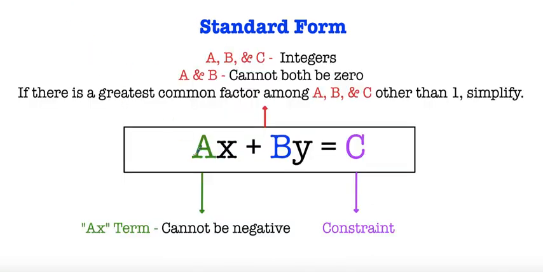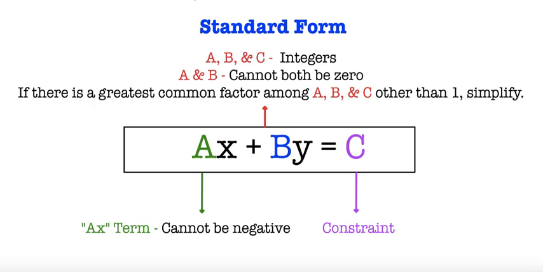So here we have a, b, and c. And we know that a and b are coefficients and c is a constant. But in standard form, all three, a, b, and c, are integers. A and b cannot both be 0. So one of them could be 0, but not both.